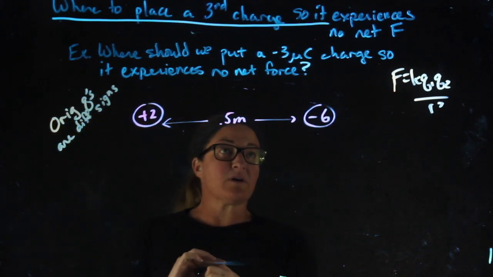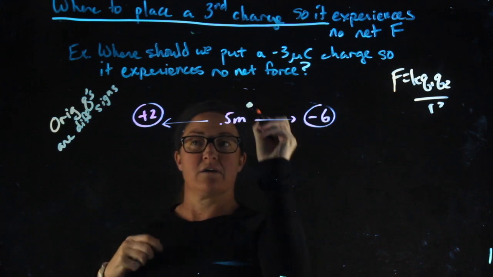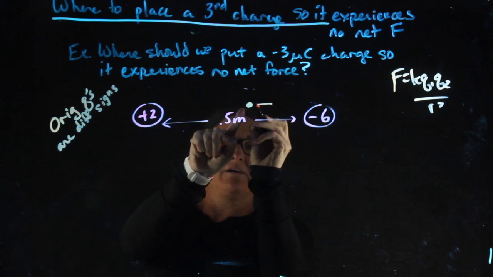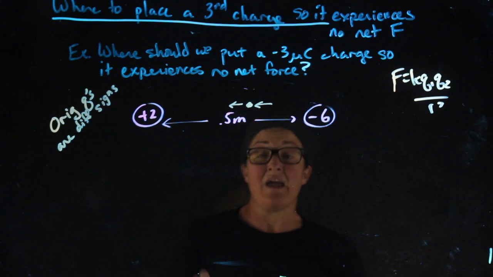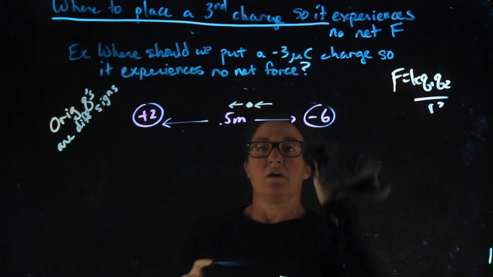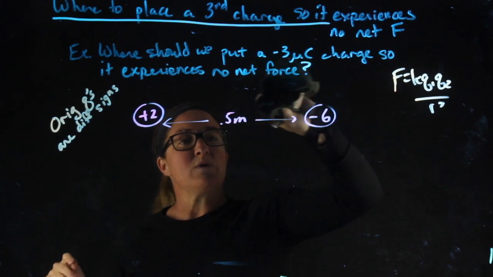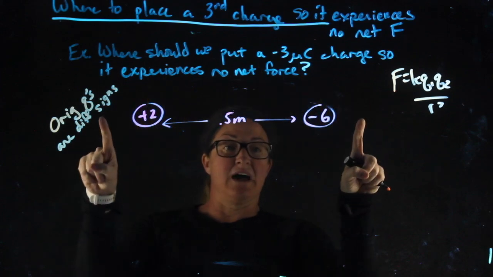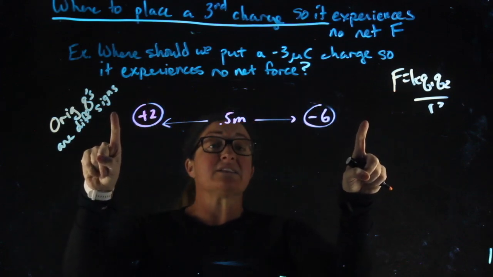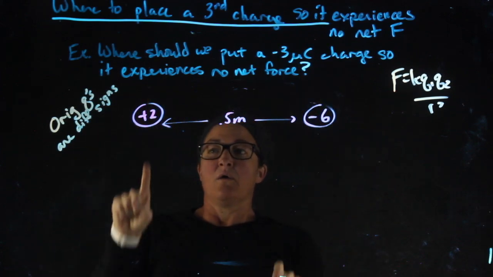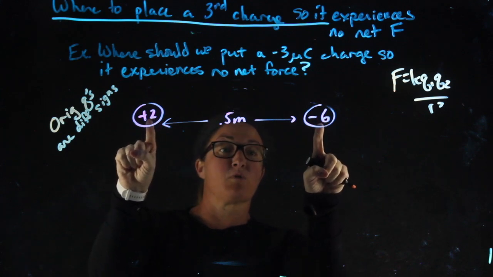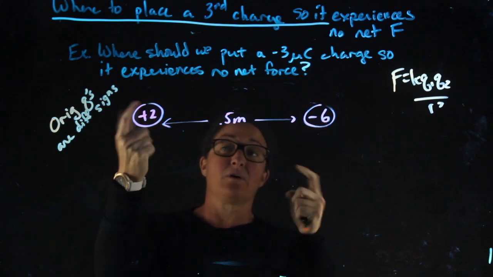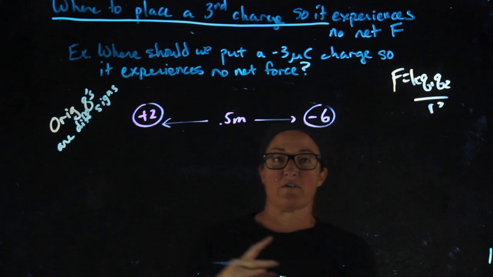Now we see, if I were to put the -3 in the middle here, it would be repelled by this one and attracted by that one, and that's not going to work. So rather than putting the charge between them, I'm going to put it outside of them. I want to decide which side. Well, which of these two is going to attract more weakly, the two, or exert a weaker force?